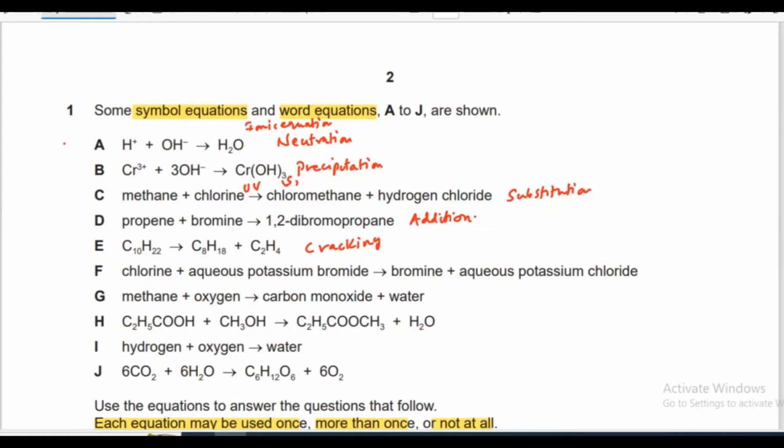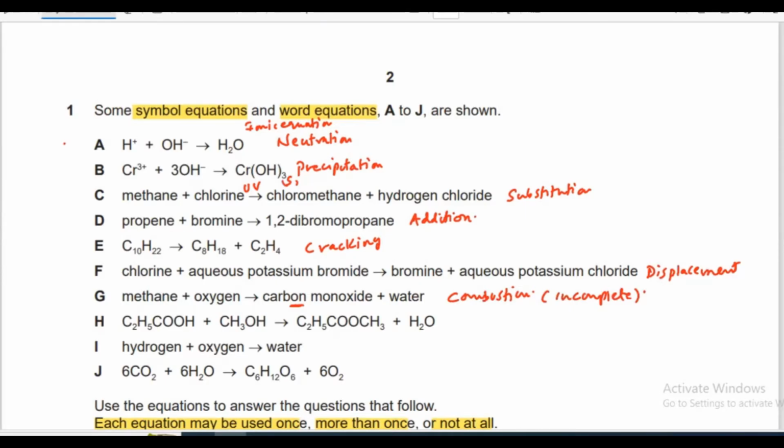F is chlorine plus aqueous potassium bromide. Chlorine is above bromine in group 7, so chlorine can displace bromine from its aqueous solution. So this is a displacement reaction. Methane plus oxygen is a combustion of methane. But as carbon monoxide is the product, this is incomplete combustion. In complete combustion, when you have excess oxygen, you will always get carbon dioxide, but as you are getting carbon monoxide, this is incomplete combustion of methane.